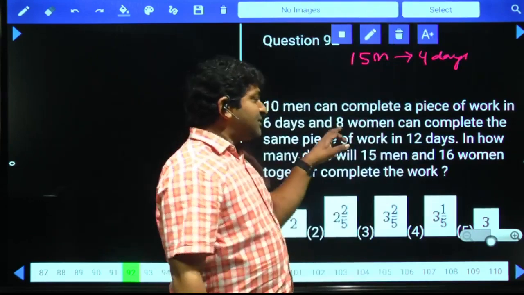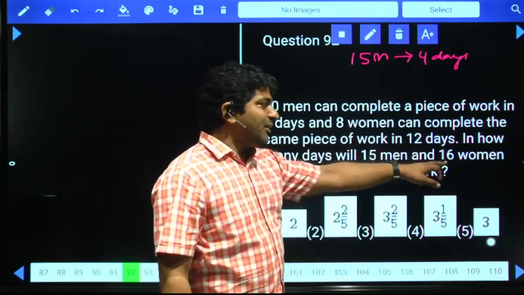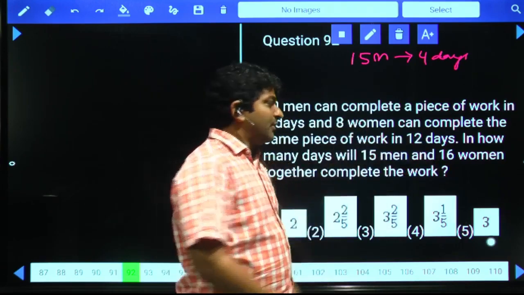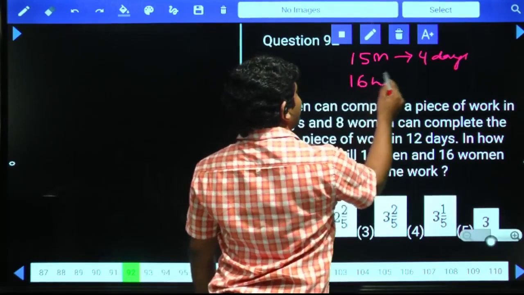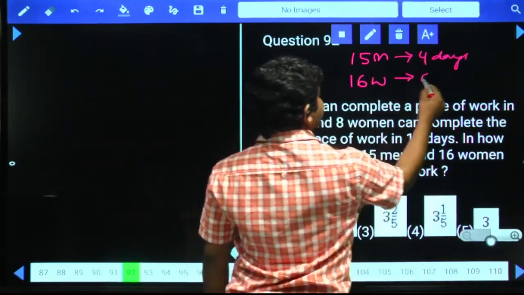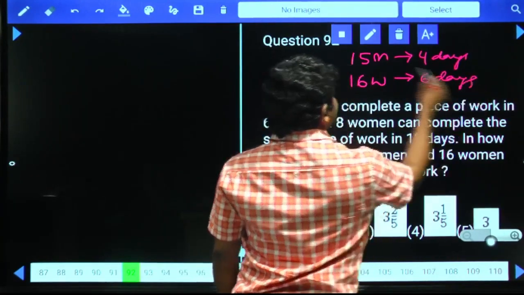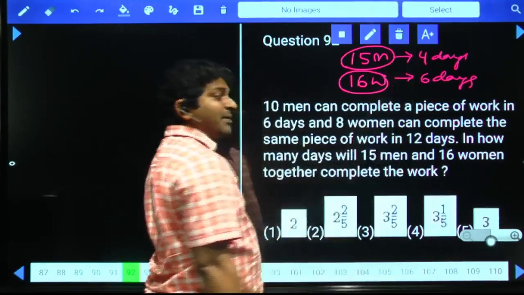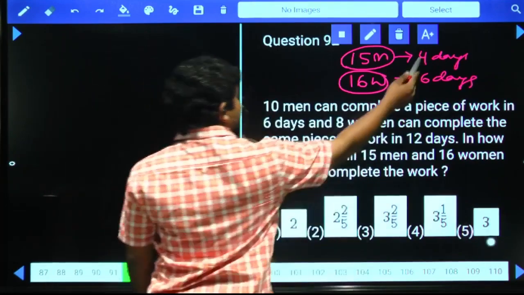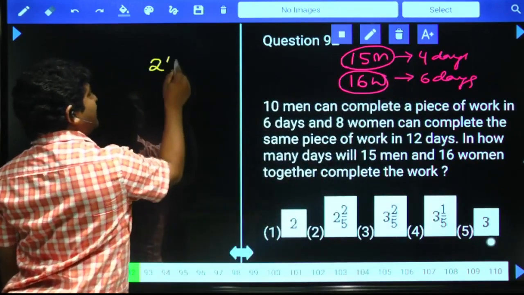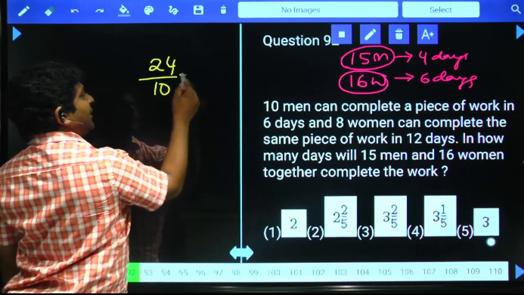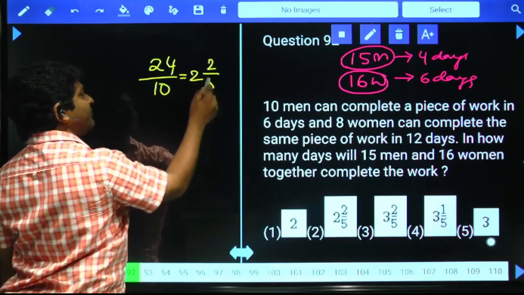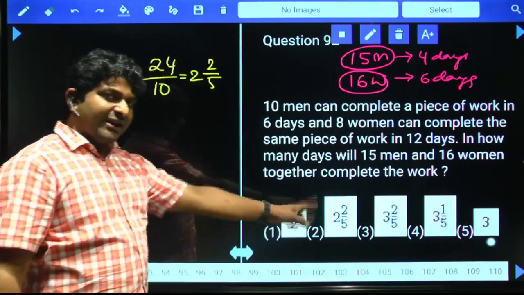Now, according to the information, 8 women can do it in 12 days, but here you have 16 women. If efficiency becomes double, time becomes half. 16 women can complete the same work in 6 days. Now I am treating this as A and this as B. Together they can do it in AB by A plus B. AB in the sense 6 into 4, 24 divided by A plus B, that is equal to 10. Now 24 by 10, that is equal to 2 by 5. 2 by 5 is the direct answer, second option.